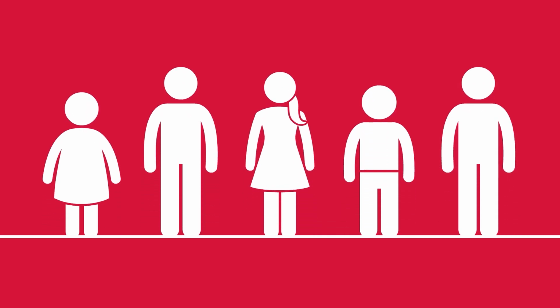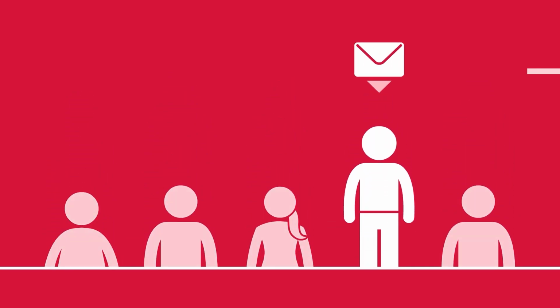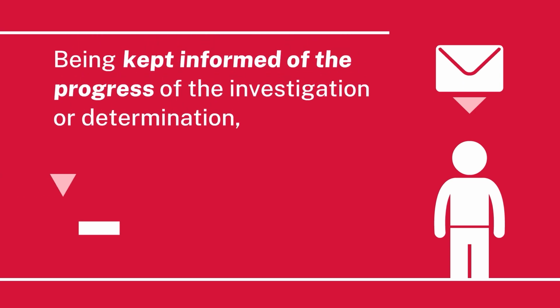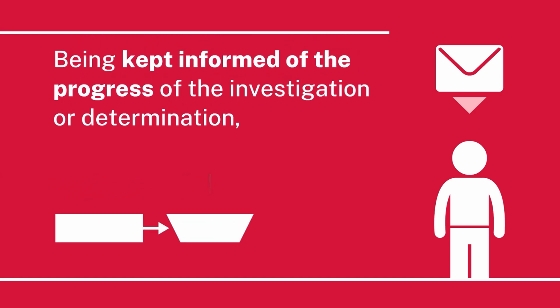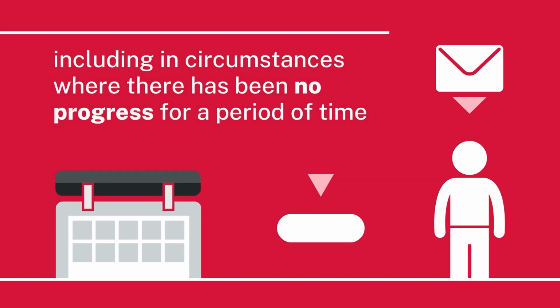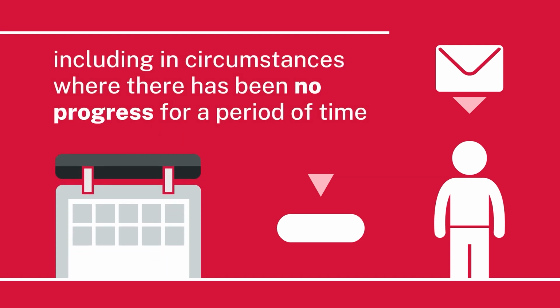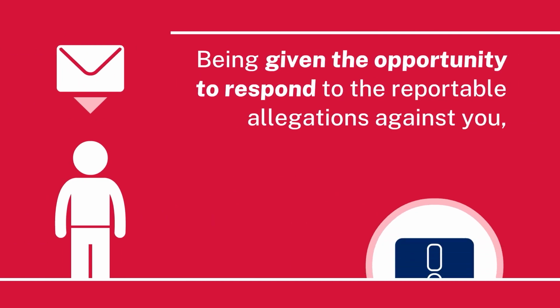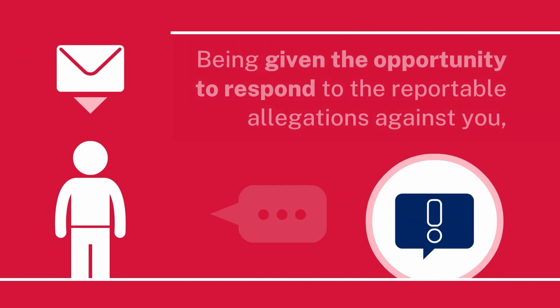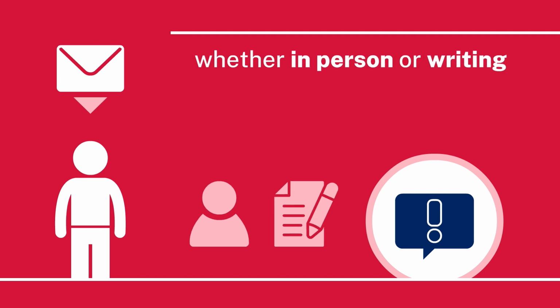Once you've been informed at an appropriate time that there has been a report of reportable allegations or a reportable conviction against you, there are some things you can generally expect. This includes being kept informed of the progress of the investigation or determination, including in circumstances where there has been no progress for a period of time, and being given the opportunity to respond to the reportable allegations against you, whether in person or in writing.